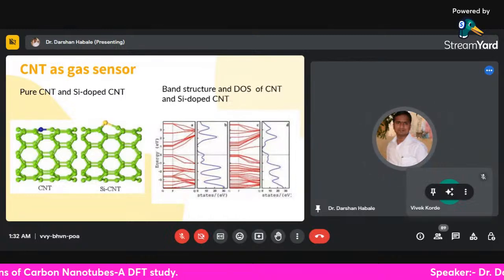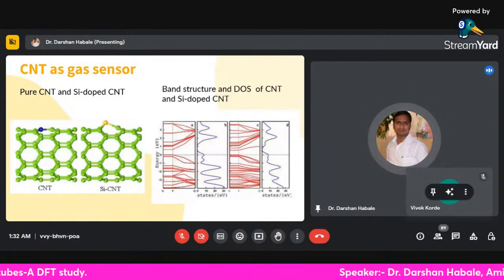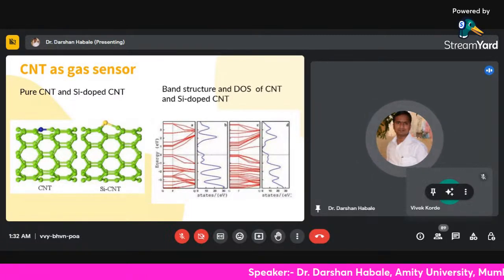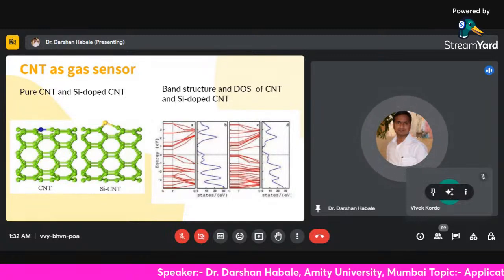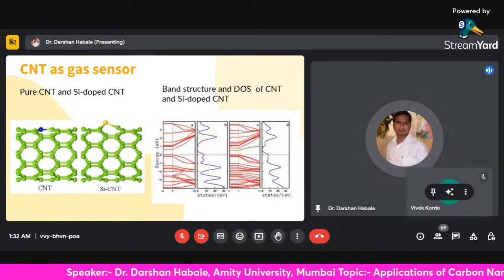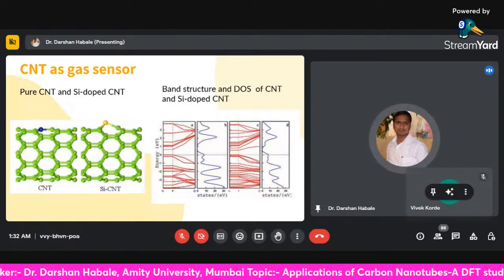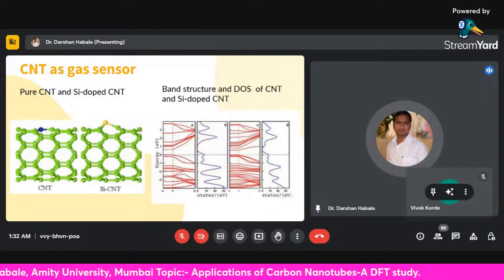An extra state is created in between. And also, if you see the density of state, this is the band gap. So the band gap gets reduced by some amount after doping of a silicon atom.